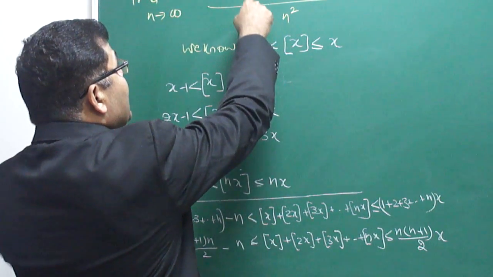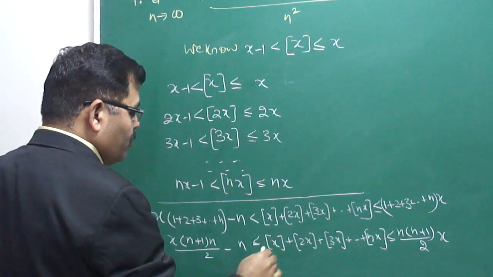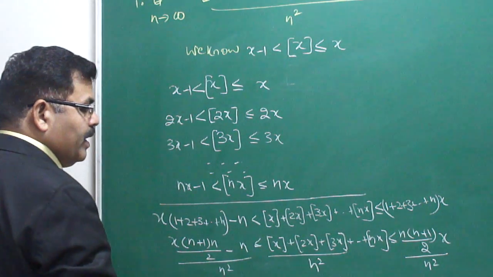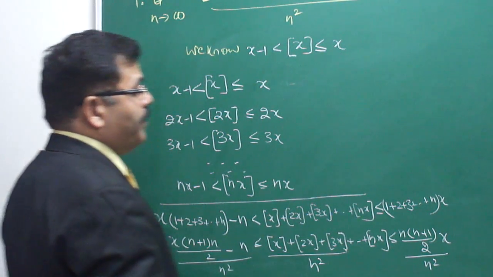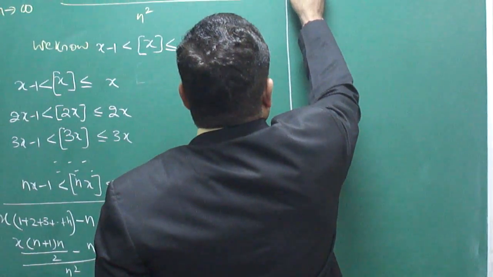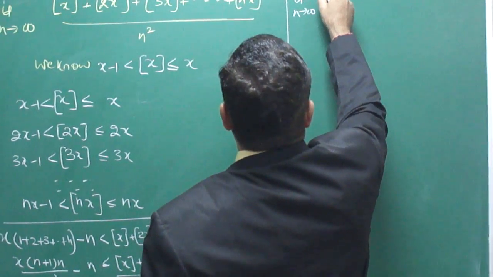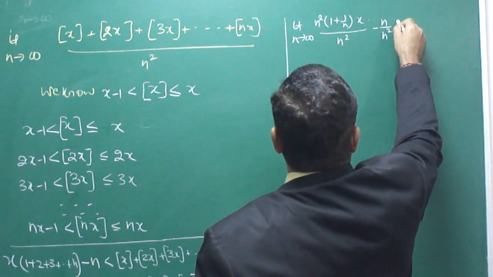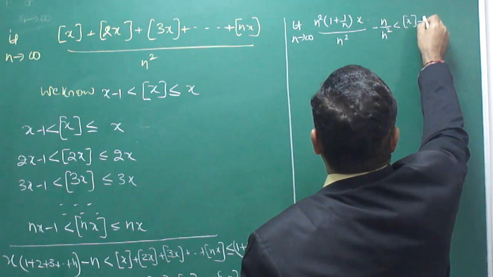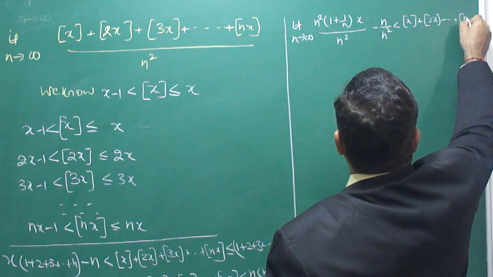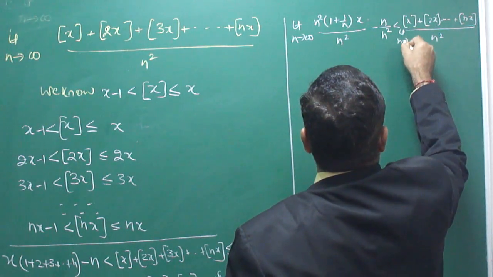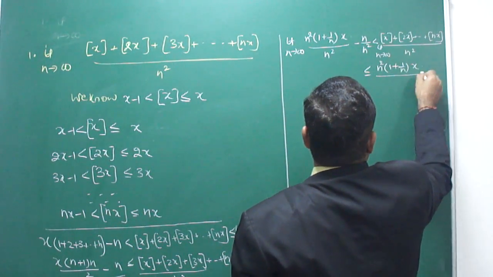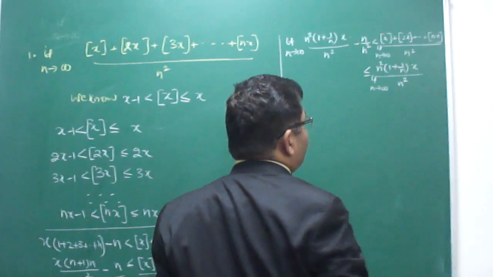In this question, it was given that this part is divided by n square. So I should divide both sides by n square and take the limit n tends to infinity. Try to understand. Limit n tends to infinity, n can be taken common. So n square into 1 plus 1 by n into x, whole divided by n square, minus n divided by n square, is less than the expression in the question, x plus 2x plus 3x up to nx divided by n square, limit n tends to infinity, which is less than or equal to n into n square into 1 plus 1 by n into x divided by n square, and here also limit n tends to infinity.